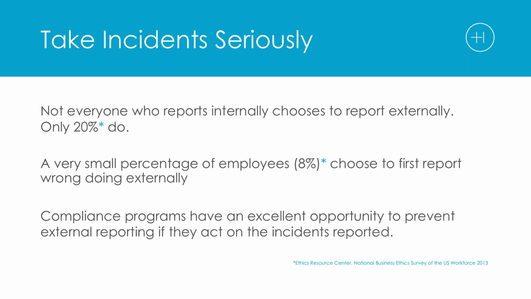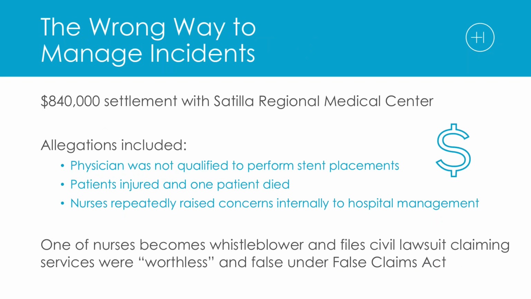Also, the second point here, a very small percentage of employees, only 8%, choose to first report any wrongdoing externally. So most individuals who want to report some sort of wrongdoing or maybe a misstep do so internally. Very, very few go straight outside the organization to an enforcement agency such as the government. That's very rare. And our final point here is that if you have a good compliance program, you're going to hear of incidents, and it's a great opportunity for you to document and to demonstrate that your compliance program is effective. So let's go with a couple examples that were not necessarily the best way to do it.